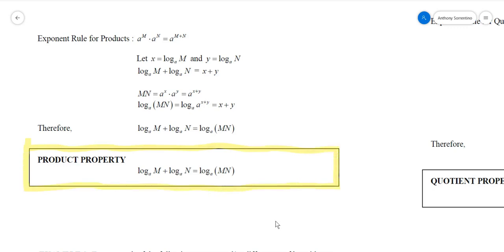So this was the product property, which means if I have the sum of 2 logs of the same base, then I can rewrite that as the log of that base times the product of the two things being logarithmed. And likewise, if I have a logarithm of a product, I can write that as the sum of 2 separate logarithms, of the 2 or more things being multiplied together before the logarithm happens. So the next one deals with the quotient property.